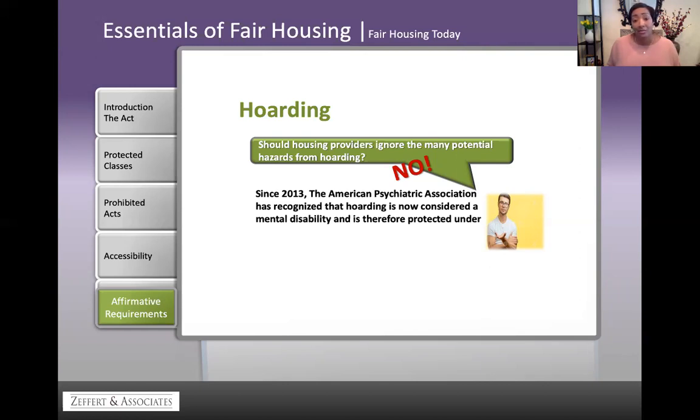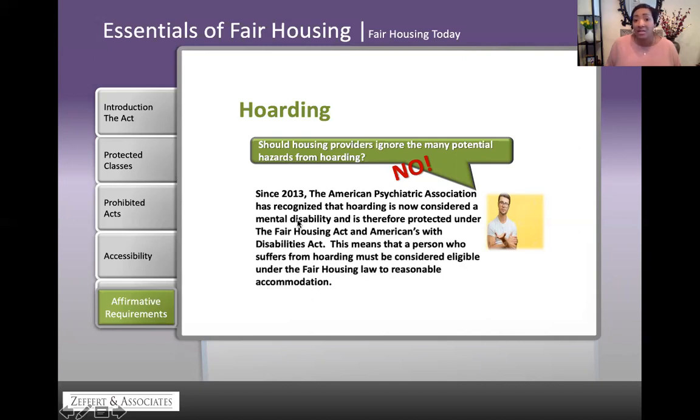But yet, guess what? We have to abide by the rules of fair housing and recognize that hoarding is a mental disability. Since 2013, the American Psychiatric Association has recognized that hoarding is now considered a mental disability and is therefore protected under the Fair Housing Act and the Americans with Disabilities Act. So that's the ADA. This means that the person who suffers from hoarding must be considered eligible under the Fair Housing Law to reasonable accommodation.